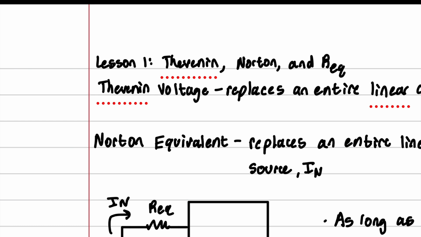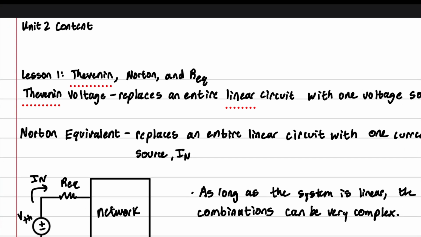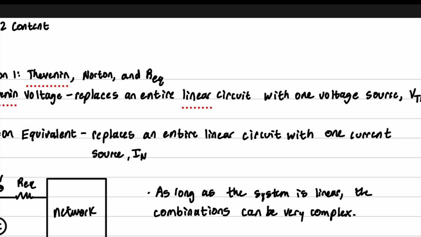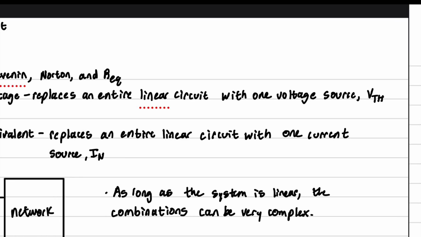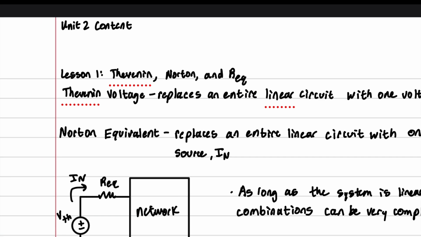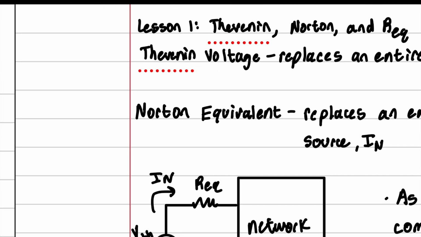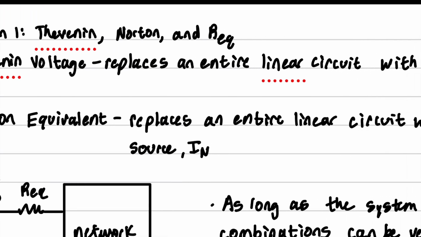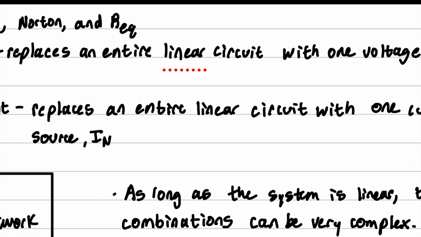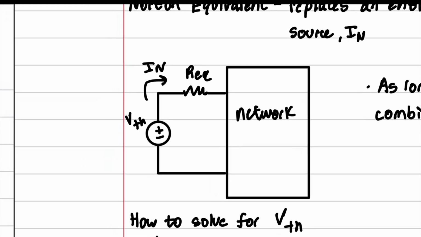So just one voltage source can represent all of the sources that are in this linear circuit. Right here, I've written down: replaces an entire linear circuit with one voltage source, V Thevenin. And then the Norton equivalent is just the current version. So you can have a single current source rather than a voltage source, and it replaces an entire linear circuit with one current source, IN. So this is kind of what it looks like.